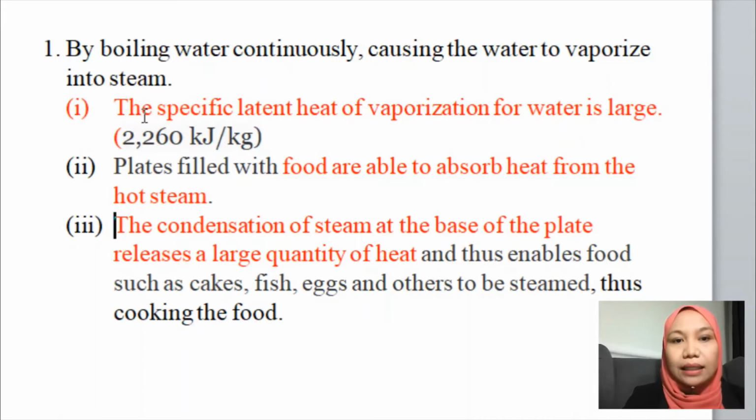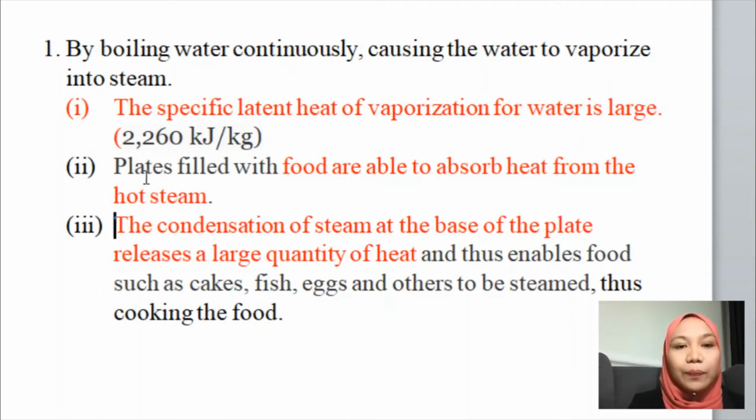Knowing that the specific latent heat of vaporization for water is large, which is 2260 kilojoule per kilogram. Kilojoule, meaning it is times 10 power of 3. Now, the answer that I've highlighted in red is the important notes that you must include in your answer. You must know that the specific latent heat of vaporization of water is large.